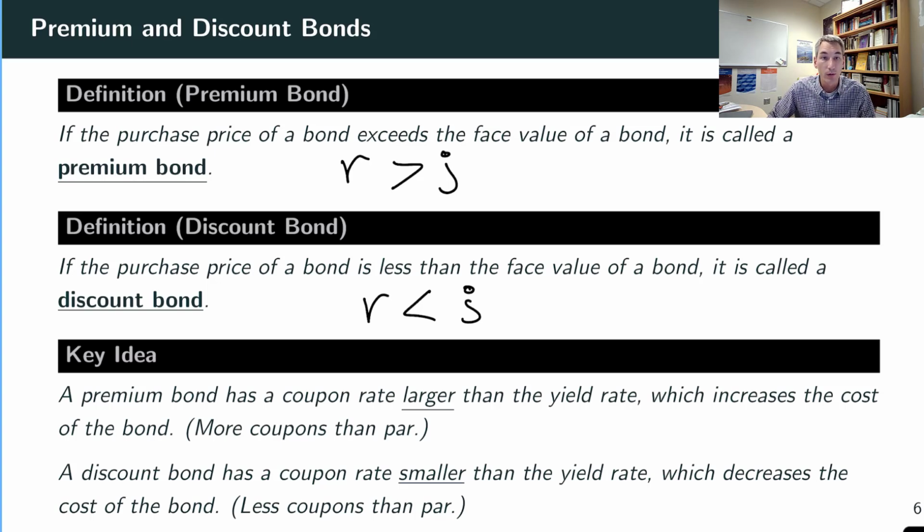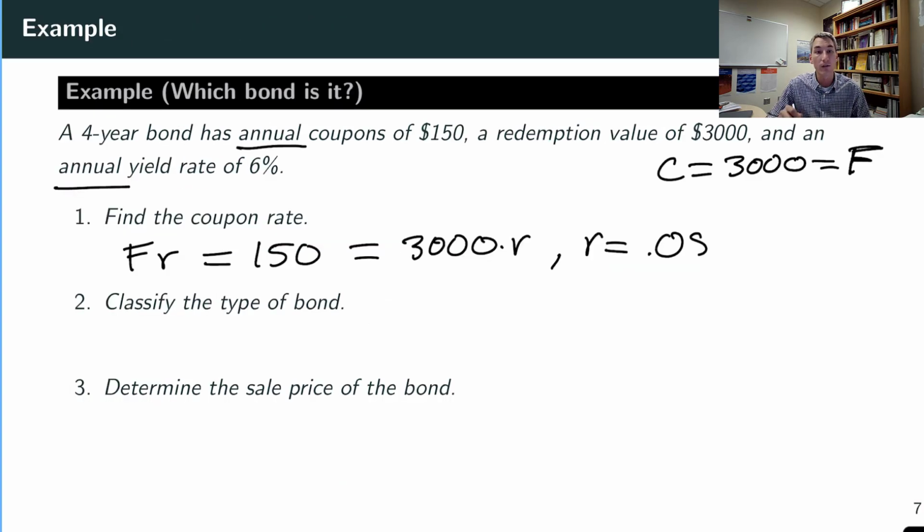They want us to find the coupon rate first, classify the bond type, and then determine the sale price of the bond. In this case, they gave us C equals 3,000. We're going to assume that that's also the face value. If they don't specify, we assume the face value equals the redemption value. The coupon rate, Fr, should equal the coupons. The face value times the coupon rate is $150. Well, the face value is 3,000, and so R must be whatever 150 divided by 3,000 is, and that is what, 0.05? So it's 5% coupons every year.